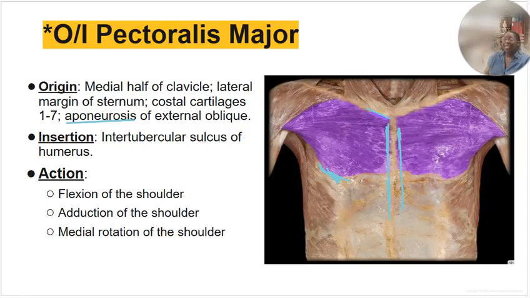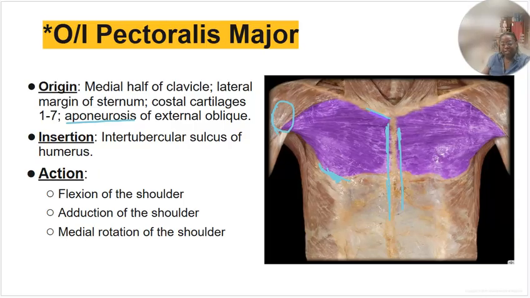But the nice part, and I said this before in the previous video, lots of origins, usually one insertion, which is really nice. And the pectoralis major is going to insert on the intertubercular sulcus of the humerus. Now remember, we have the head of the humerus on one side, and then on the other side we have the greater and lesser tubercles. That kind of groove in between the greater and lesser tubercles is the intertubercular sulcus. So just keep that in mind.